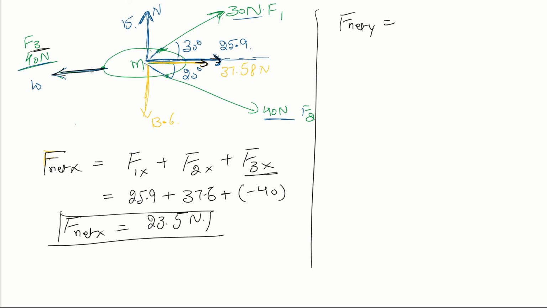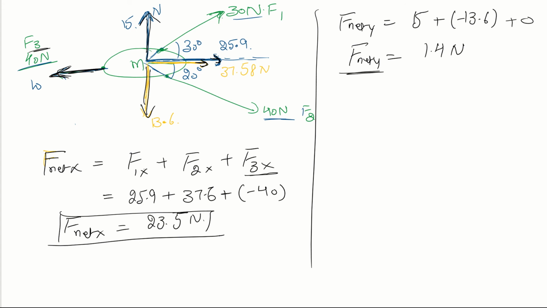This value will be the force, 15 Newton is acting in the north direction, so 15 positive, this 13.6 is acting in the downward direction, so minus 13.6, and there is no vertical component of this 40 Newton force, so plus 0. So this will be 15 minus 13.6, that's going to give me 1.4 Newtons F net y. So I have the component of force in the y direction and the component in the x direction. This is positive, so that's why this is in the north direction.